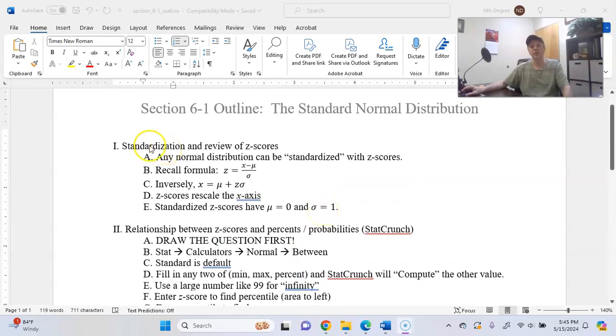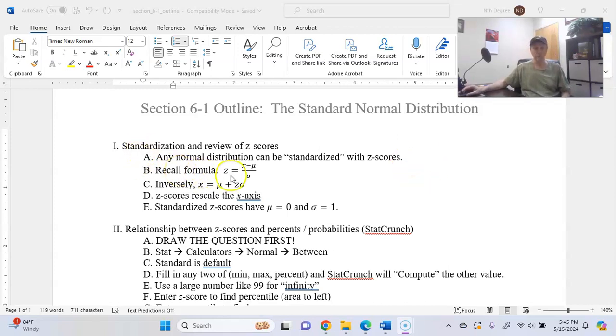All right, let's start out with the concepts. This word standardization is very important, so let's discuss what that means. Any normal distribution can be standardized with z-scores. Standardization basically means to take many different disparate distributions and make them look the same in a certain way so that we can compare them to each other.